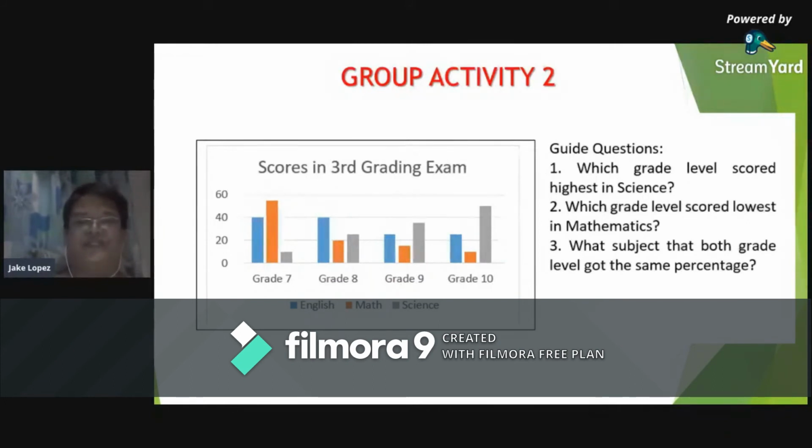Which grade level scored lowest in mathematics? So saan? Math is orange. So here is mathematics. And the third one, what subject that both grade levels got the same percentage? So, what subject? Ito, blue, di ba? So that's English. So grade 7 and grade 8 got the same percentage.